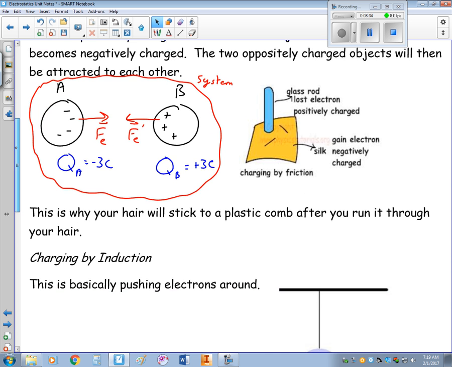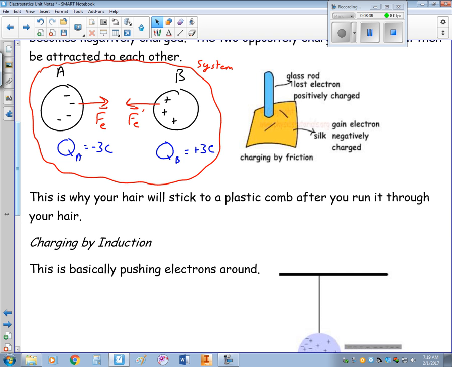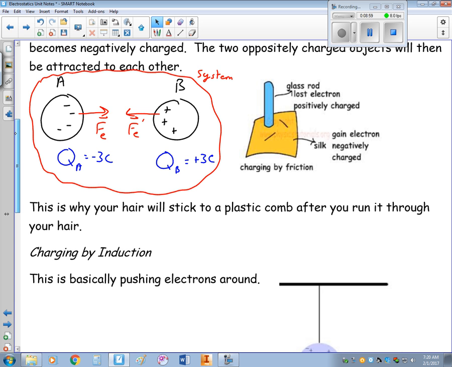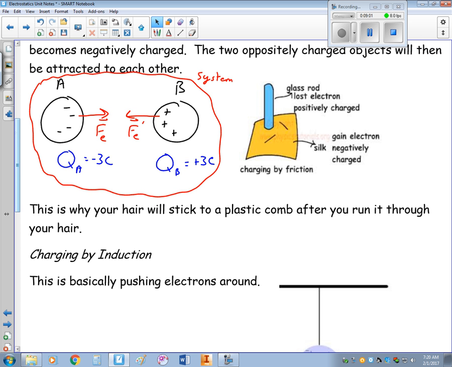Now this helps explain why hair will stick to a plastic comb after you run the plastic comb through your hair. So what's happening is, as you run the comb through your hair, electrons are being pulled from one and stuck to the other, and that gets them oppositely charged, so that then the hair will be attracted to the plastic comb. So this is charging by contact, rubbing two things together. Sometimes it's also called charging by friction.